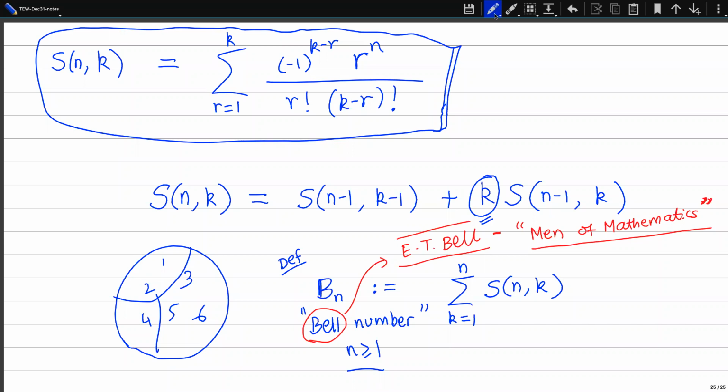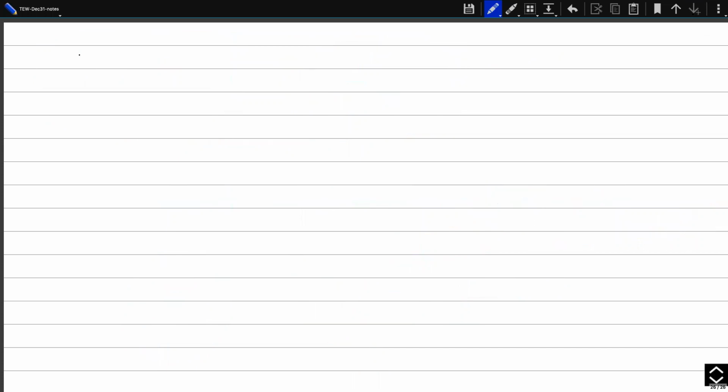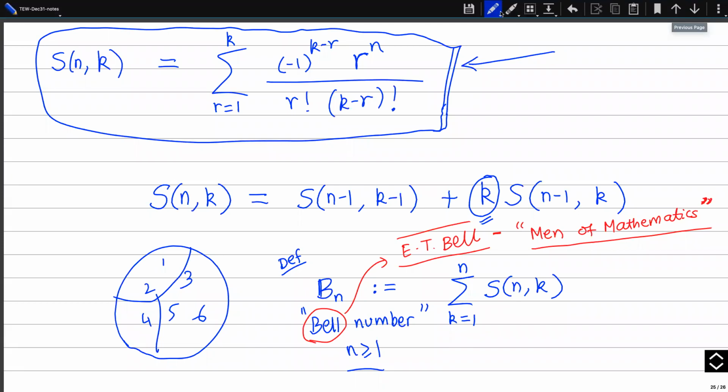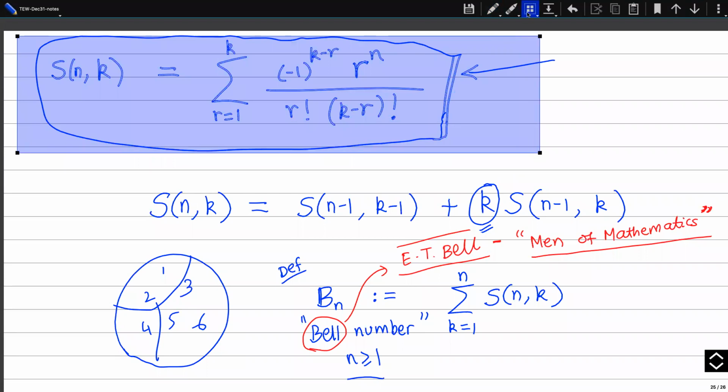Anyway, coming back to this, a Bell number is just the total number of set partitions. And of course, we know a formula for S(n,k), so all you have to do is sum over all possible k. So let's do that. One interesting thing about this formula is the following. Maybe we should have tried this formula out for some example.